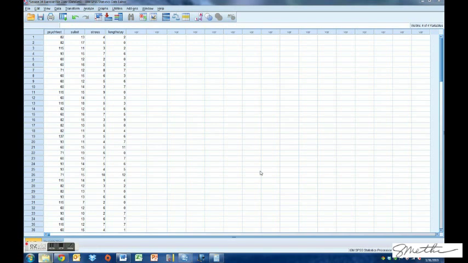Okay, therefore this is just a simple, straightforward approach to how you would go about conducting a bivariate correlation analysis, as well as a multiple regression analysis in SPSS, and a very basic interpretation of output.